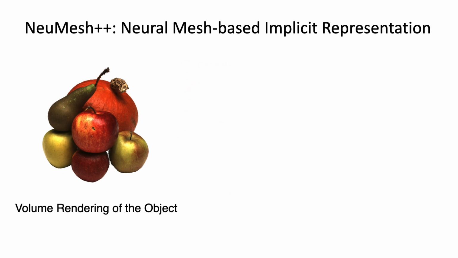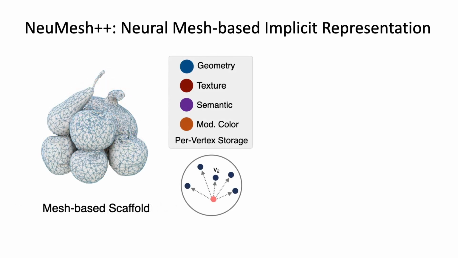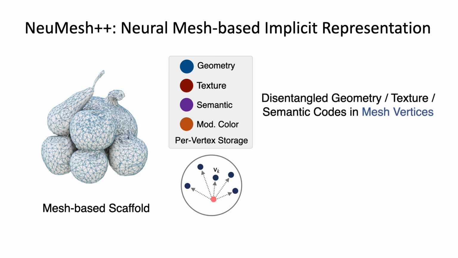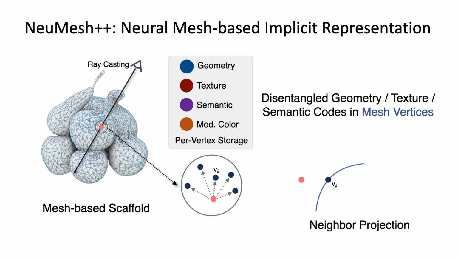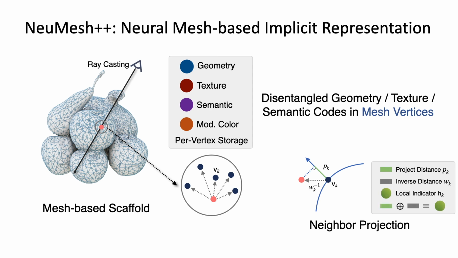As shown on the left, we encode the neural implicit field on a mesh scaffold, where we disentangle geometry, texture, and semantics with separated latent codes and a learnable modification color in mesh vertices. During volume rendering, we search the k nearest vertices of the query point. Then, we project the query point to the normal of each neighboring vertex and obtain the project distance and inverse distance. The local indicator comes from the concatenation of project distance and inverse distance and is designed to magnify spatial distinguishability.